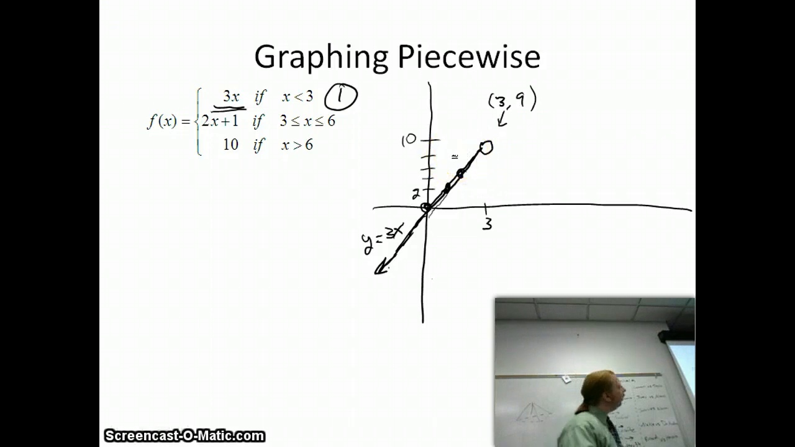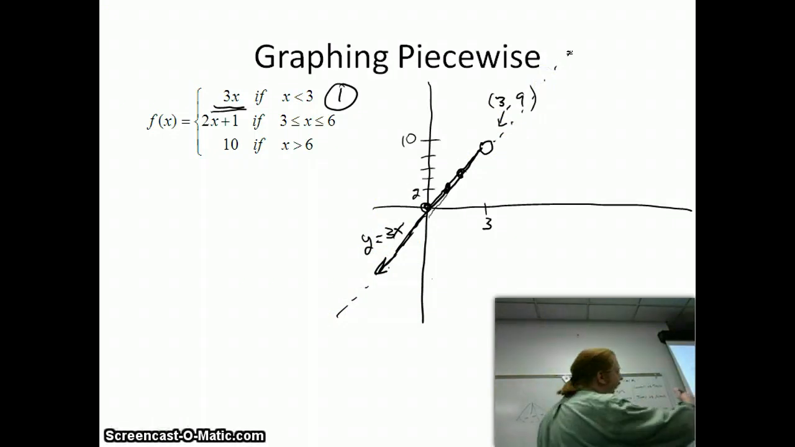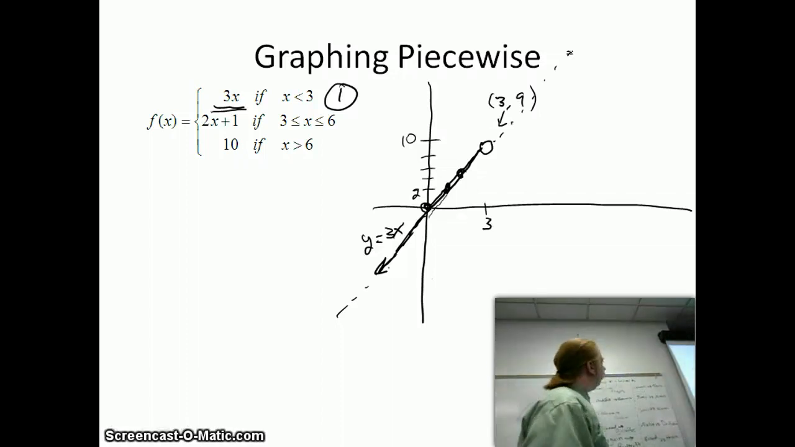And if you're still a little shaky on this, what you can do is draw the whole line and then just erase the extras. You're going to follow your x's until you get to 3, and then you can just erase everything past that. The second one says 2x plus 1 from 3 to 6. So this is another line with a y-intercept of 1 and a slope of 2.